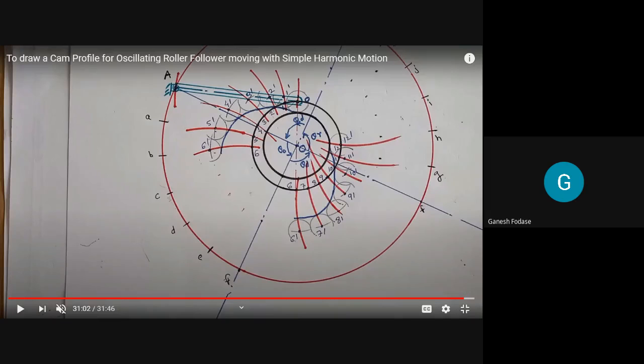But from which line we have to mark that? That is important. The line which is drawn between OA. Yes, good, OA line. Now what is OA? It is nothing but the line between cam center and fulcrum center.